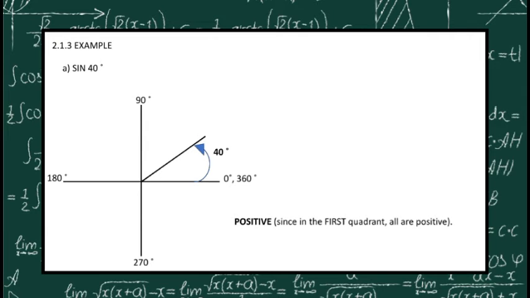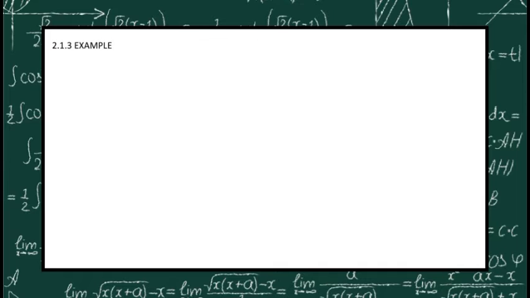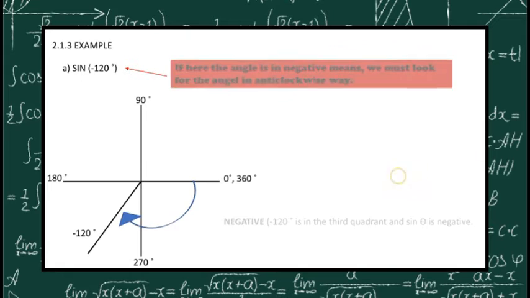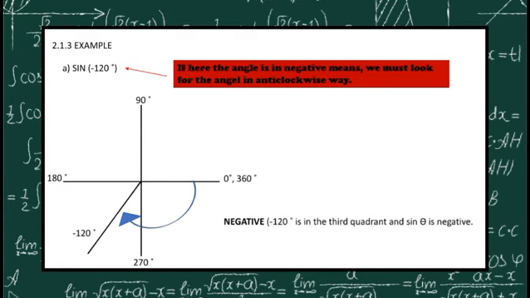Two examples of 2.1.3. The first example shows sin 40 is positive because in the first quadrant all are positive. If the angle is positive, we must look for the angle in an anti-clockwise way. The second example shows sin 120 is negative because 120 is in the third quadrant and sin theta is negative. If the angle is negative, we must look for the angle in a clockwise way.